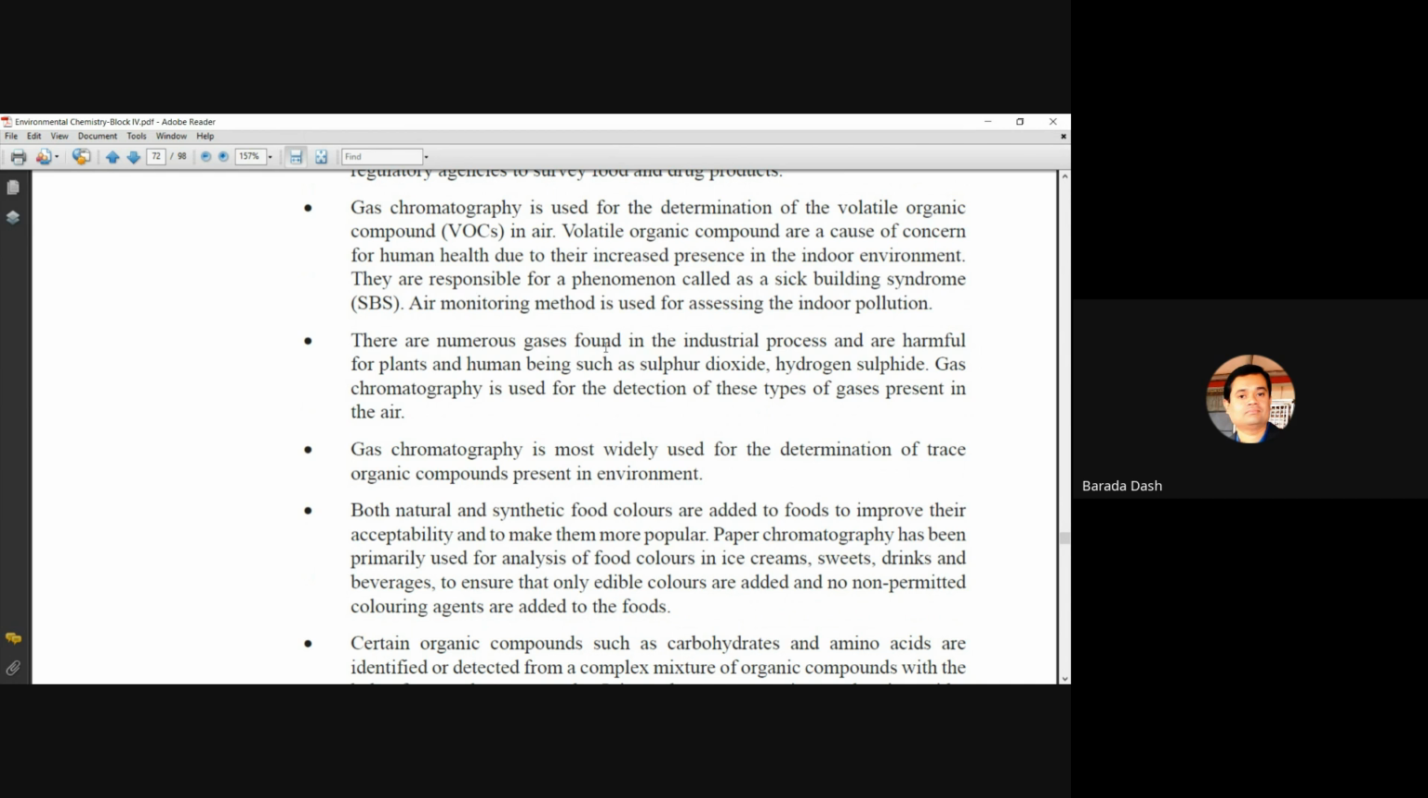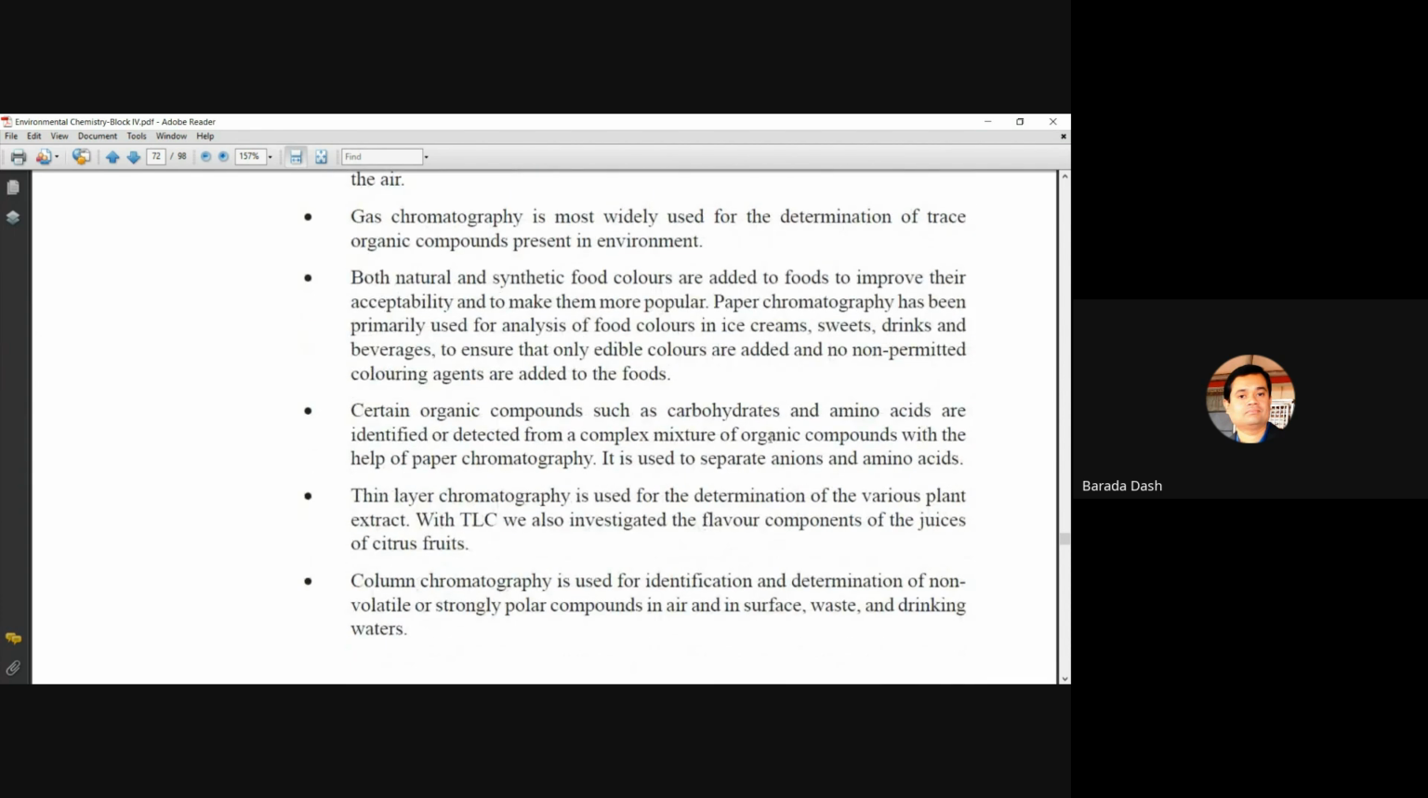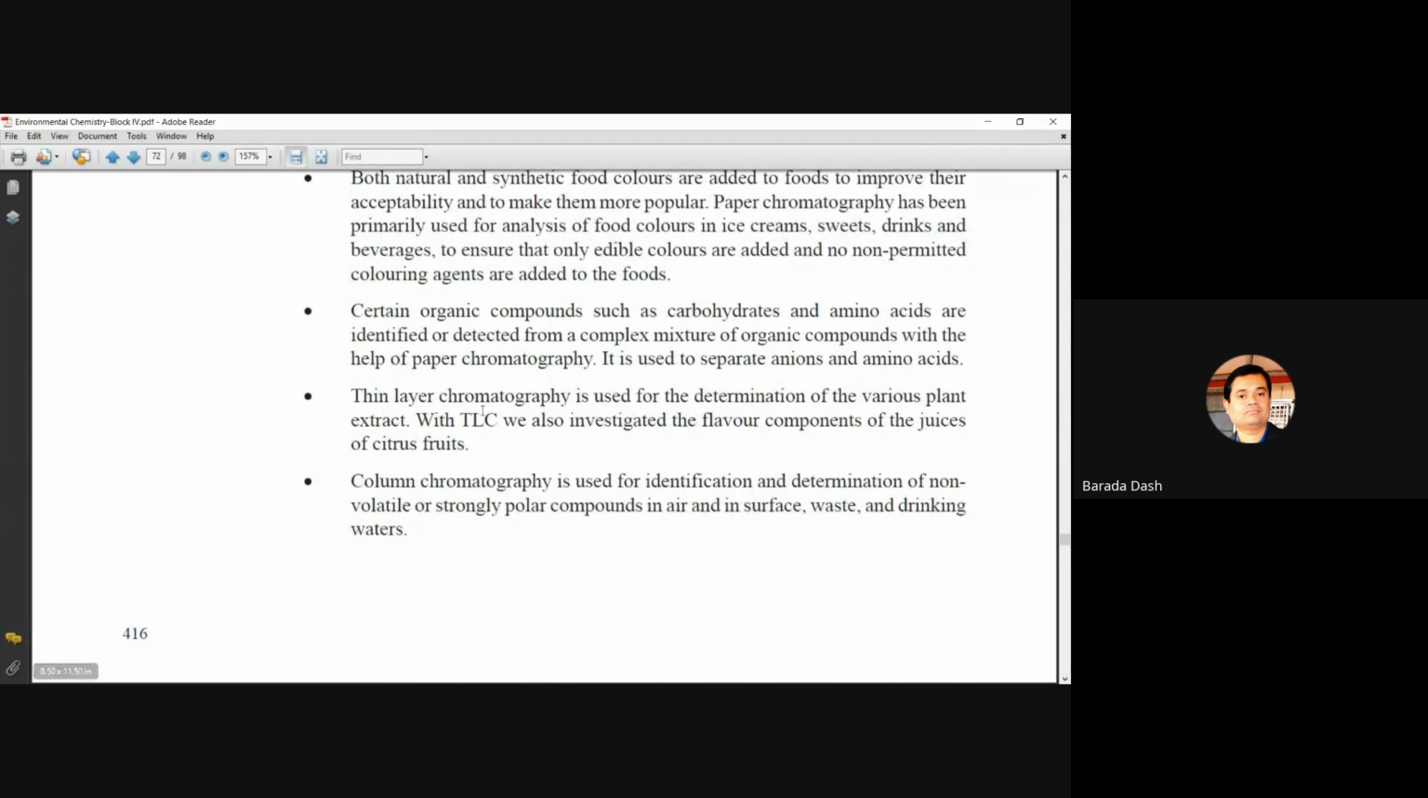There are numerous gases found in industrial processes that are harmful for plants and human beings, such as sulfur dioxide and hydrogen sulfide, so gas chromatography is used for the detection of these types of gases present in the air. Certain organic compounds such as carbohydrates and amino acids are identified or detected from a complex mixture of organic compounds with the help of vapor chromatography. It is used to separate anions and amino acids. Thin layer chromatography is used for determination of various plant extracts. With thin layer chromatography, we also investigated the flavor components of the juices in citrus fruit.